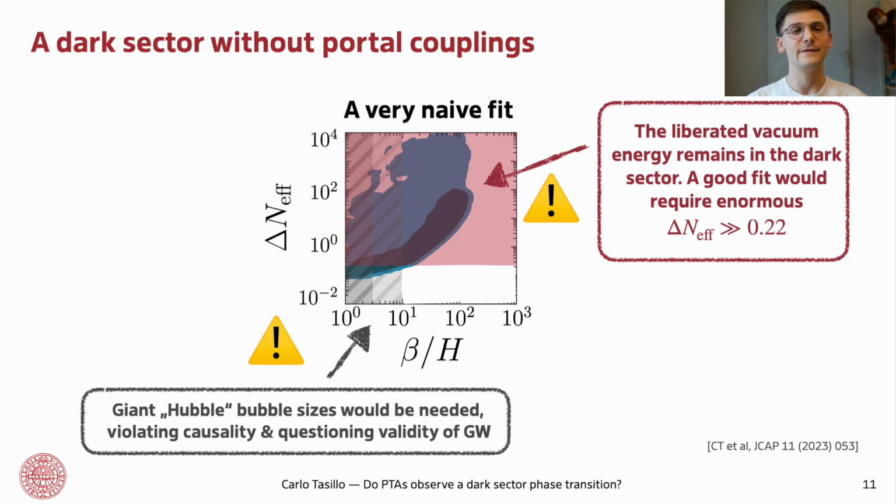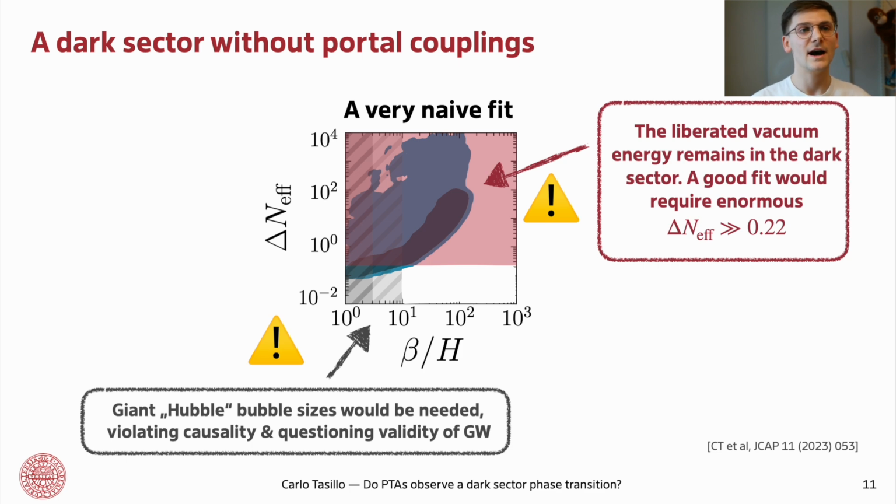So what we started with was a very, very naive description of how such a phase transition could have happened. We assumed, well, it happens not in the standard model, but in a dark sector. When I say dark sector, I here mean an extension of the standard model which has no portal couplings, so basically a completely separate thermal bath. And if the energy is released in that first order phase transition, it also needs to stay there. So there's a super large contribution to N effective, which we call delta N effective, the contribution to this N effective parameter, which is much, much larger, if you want to explain the pulsar timing array signal, than what is allowed by BBN and the CMB.